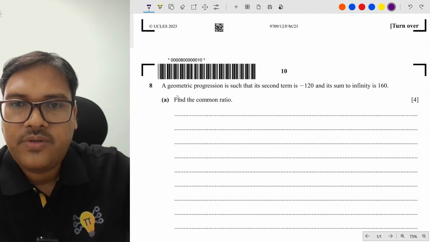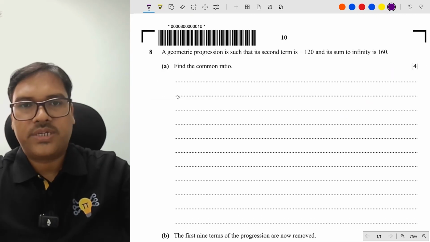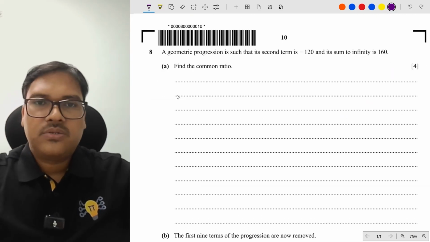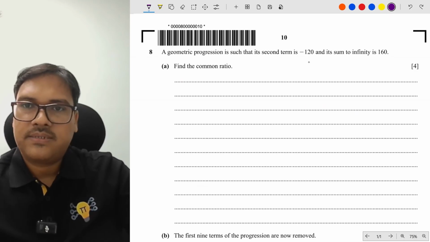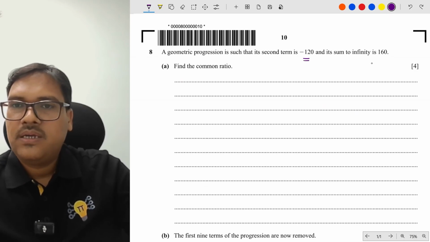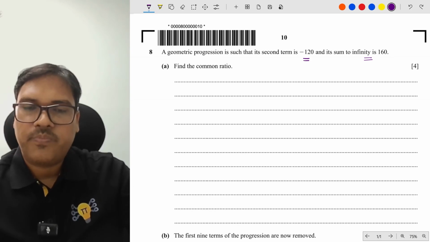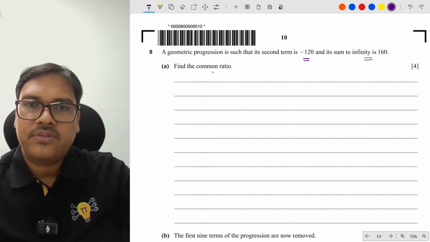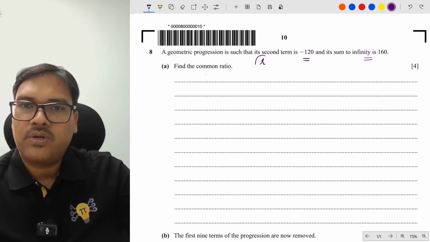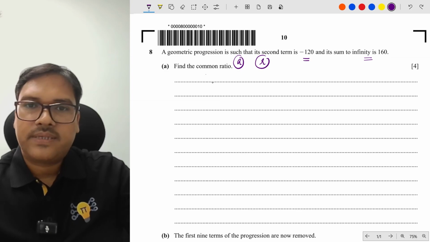Okay. Now the next question, on progressions, the geometric progression. The question is: a geometric progression is such that the second term is minus 120 and the sum to infinite terms is 160. Then what is the common ratio? If this is a geometric progression with common ratio r, and the first term is, let's say, a. So what is the second term?